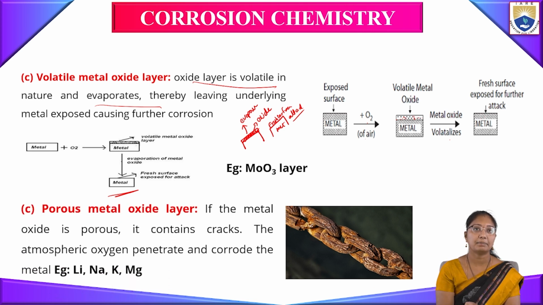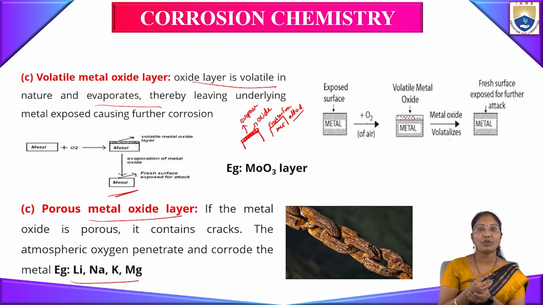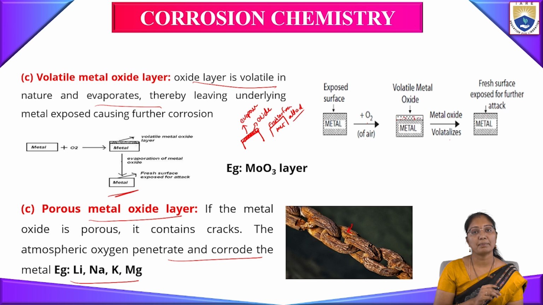Another type is the porous metal oxide layer, which we already discussed, where there are cracks or pores present on the metal surface through which oxygen penetrates. We can see here the pores on the surface. The oxygen penetrates into these pores and results in the formation of oxide layers and corrodes the metal. The best examples are lithium, sodium, potassium and magnesium, which cause this type of porous metal oxide layer corrosion.